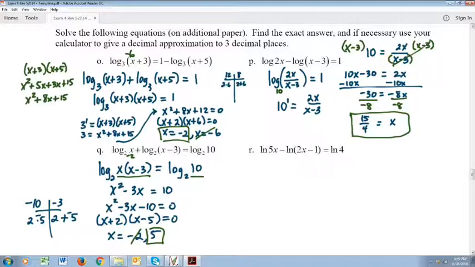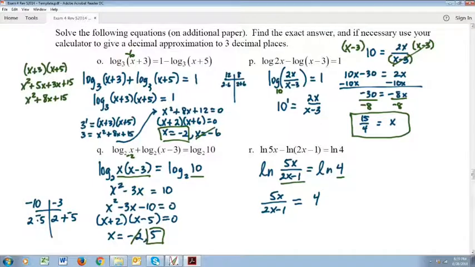Alright, let's look at R. So again, on this one here, we're going to use the quotient rule. We have a subtraction of 2 logs. And so again, they're both natural logs. So our base is e, and so if you have 2 logs that are equal, like we do here, log equals log, the inner parts must be equal. So let's set our equal parts equal.